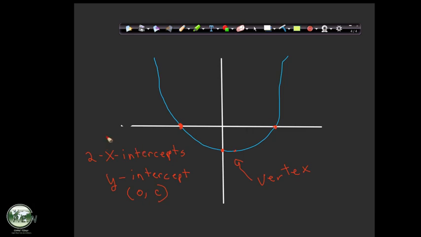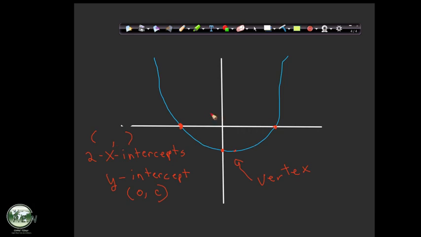The X-intercepts are a little bit harder because what you're doing is you're solving the equation. What is the characteristic that every X-intercept has? What is the value that every X-intercept has? What is the same for every X-intercept?